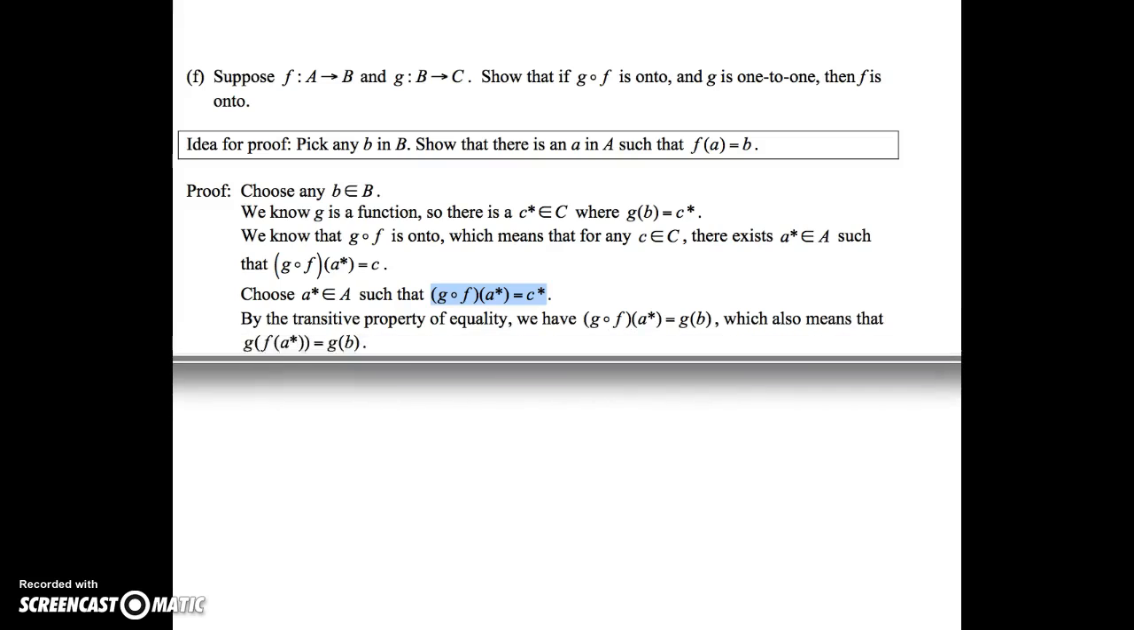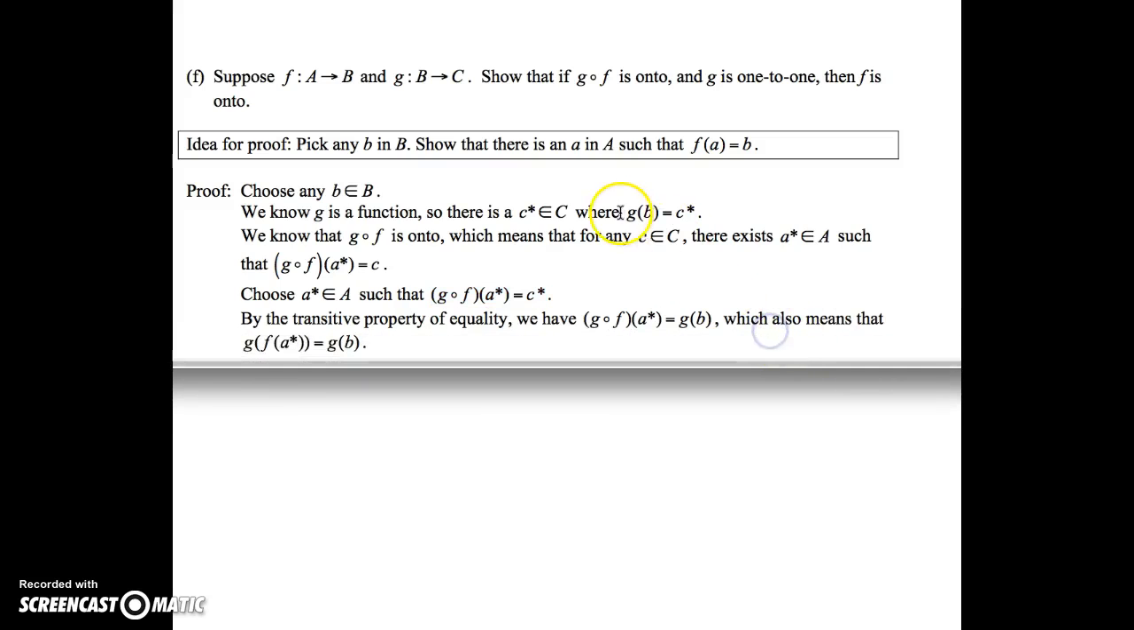So now I'm going to use the transitive property of equality. I have G of B equals C star, and I have G of F of A star equals C star. So both of those equal C star. So I'll say G of F of A star equals G of B. And G of F of A star, another way to write it is G of F of A star.